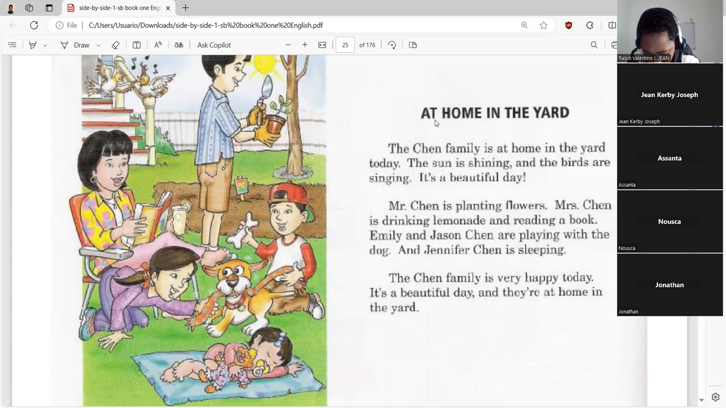At home in the yard. The Chen family is at home in the yard today. The sun is shining. And the birds. Birds. It's a beautiful day.